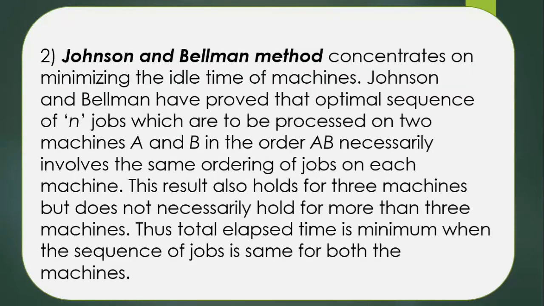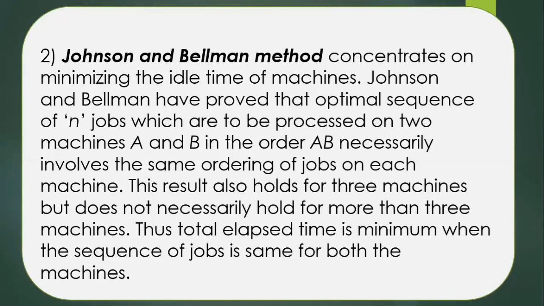Second, the Johnson and Bellman method concentrates on minimizing the idle time of machines. Idle time is when our machines are vacant, not used, and unproductive. Johnson and Bellman have proved that the optimal sequence of n jobs, which are to be processed on two machines A and B in the order AB, necessarily involves the same ordering of jobs on each machine.